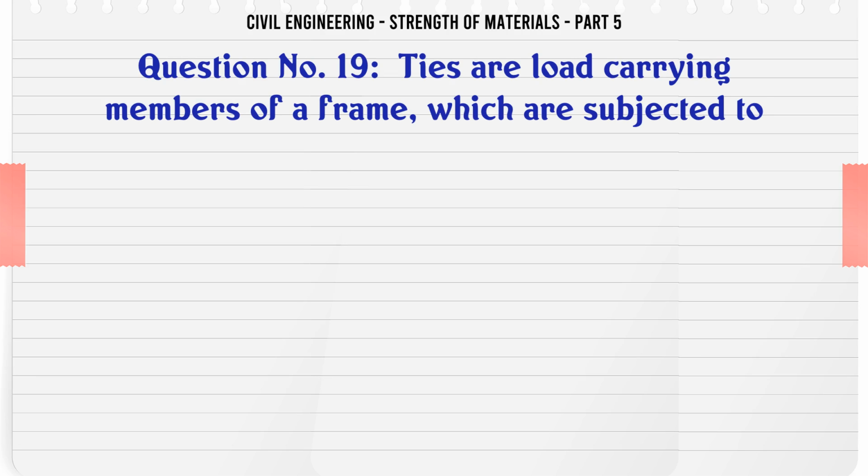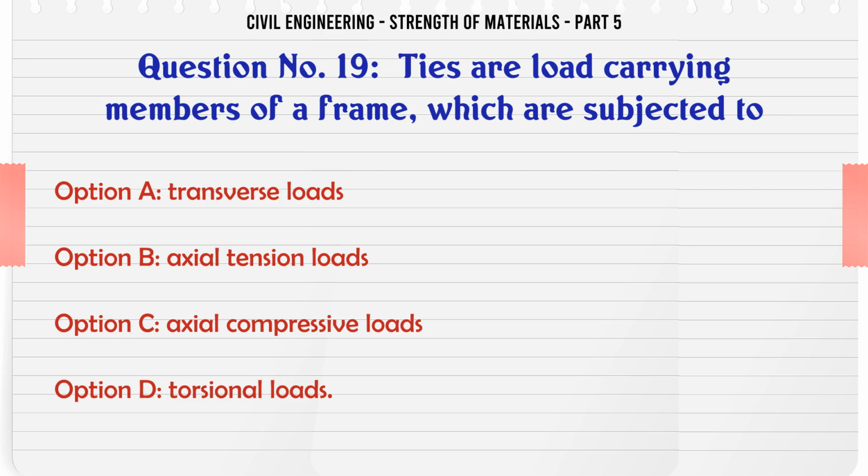Ties are load-carrying members of a frame which are subjected to: A. Transverse loads, B. Axial tension loads, C.